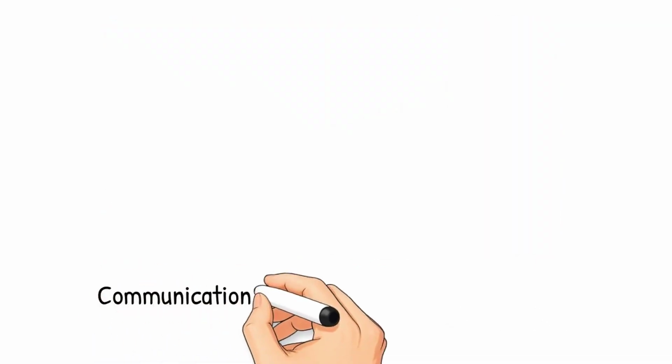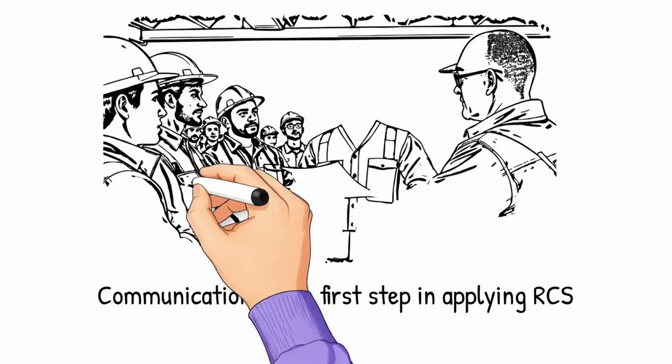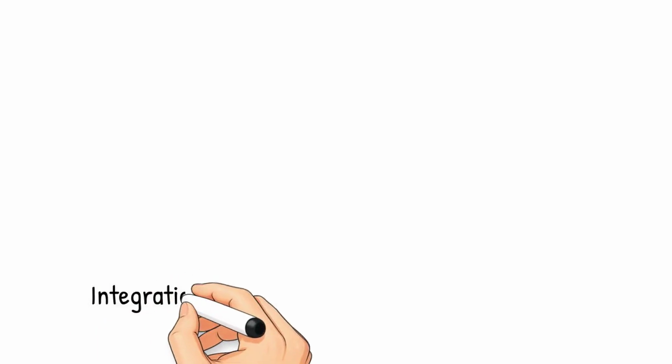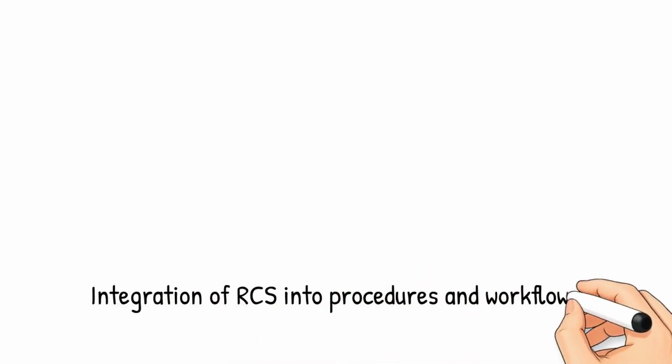The first step in applying RCS is communication. Workers must know what the standard requires. If a standard says machine guards must never be removed, every operator must understand that clearly. If a standard says a permit is mandatory before entering a confined space, supervisors must enforce it without exception. RCS is effective only when everyone knows the rules.